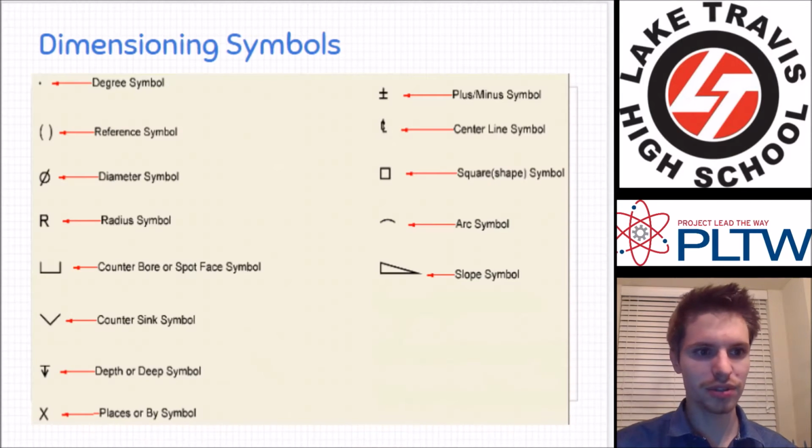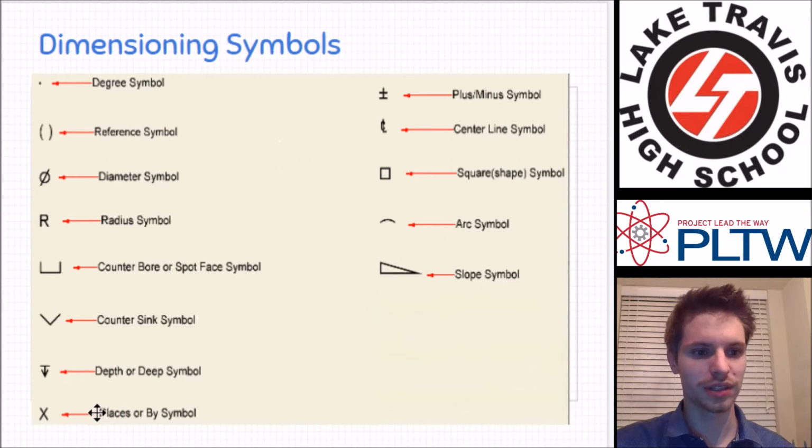Let's talk about some symbols here. We should have already seen a lot of these, not all of them. Diameter and radius, those are big. These are counterbore, spot face, countersink, and depth. We're going to talk about those in a later lesson when we get to holes. Reference symbol is very interesting. We'll talk about that in a bit.